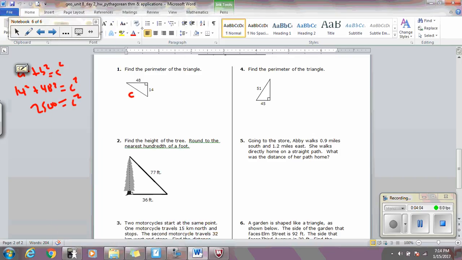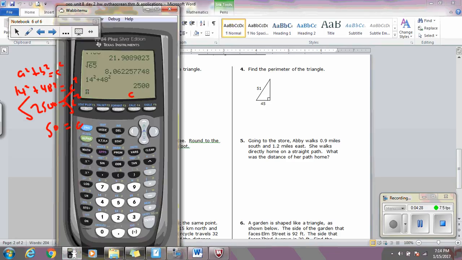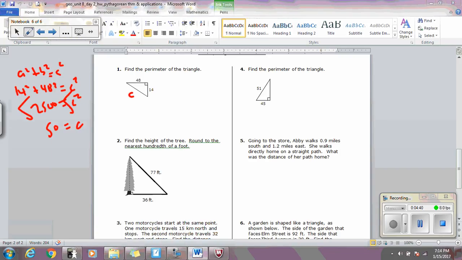Yes. And we take the square root of both sides. And you should get 50 is equal to C. All right, so again, C is equal to 50. To find the perimeter, we add 48, 14, and 50. So 112 should be the perimeter of this triangle.